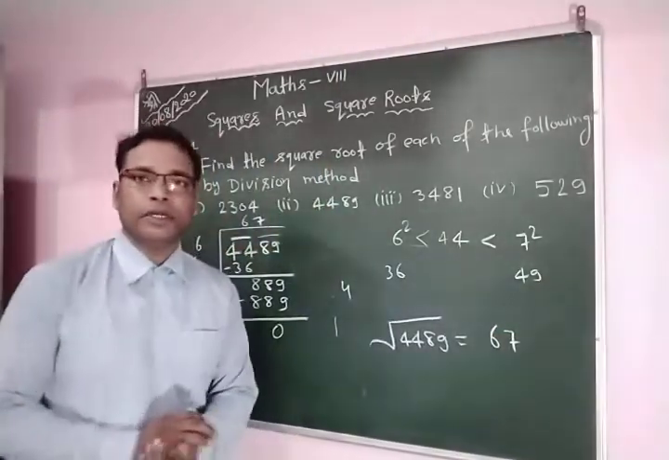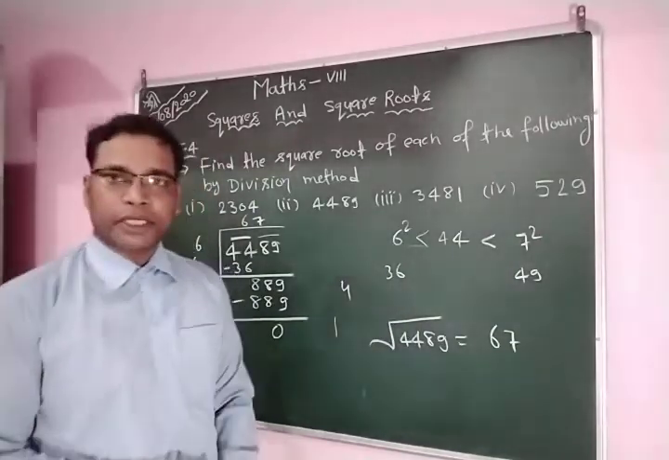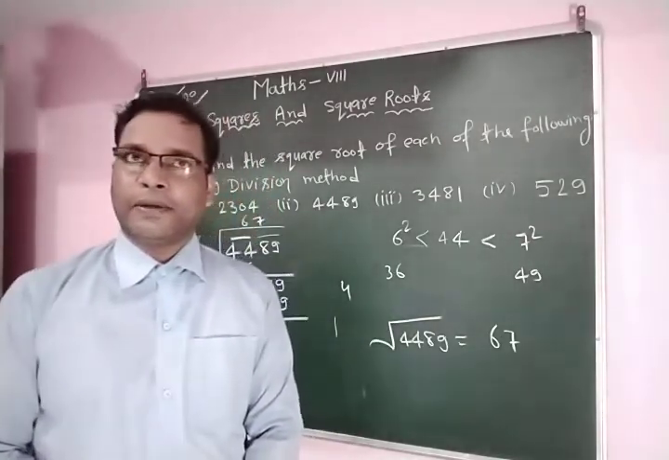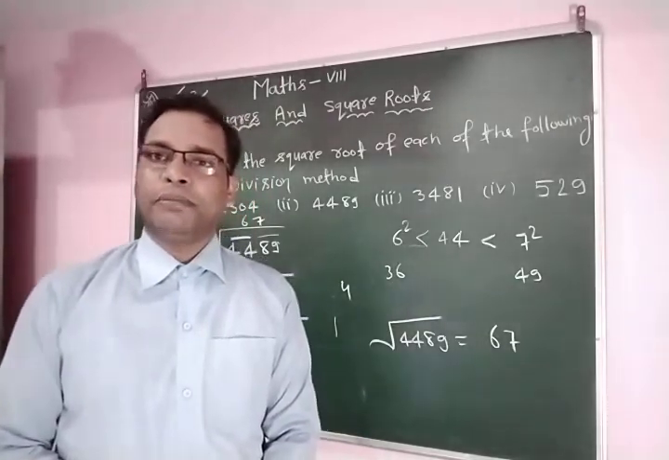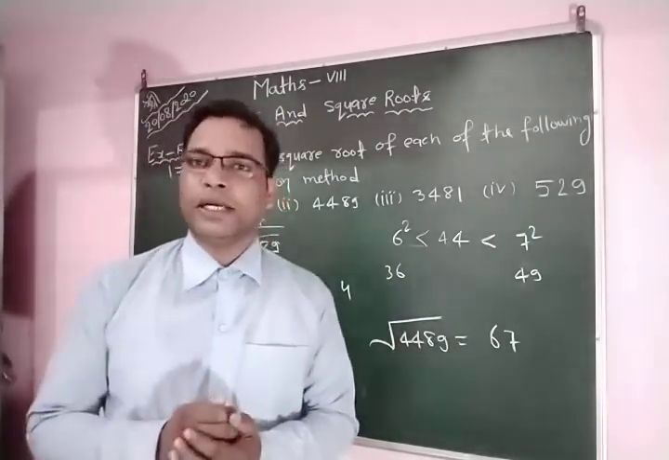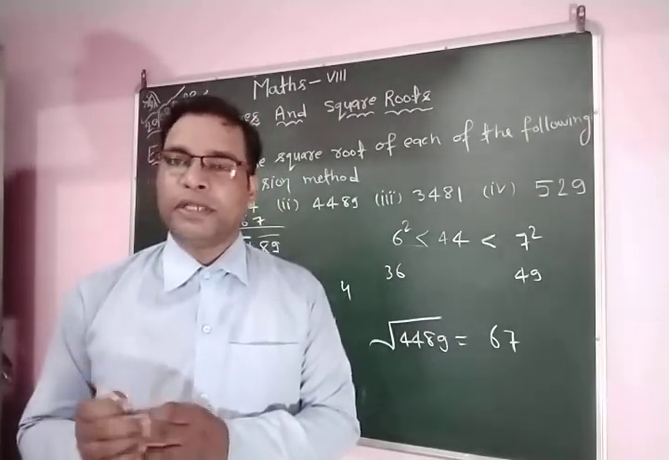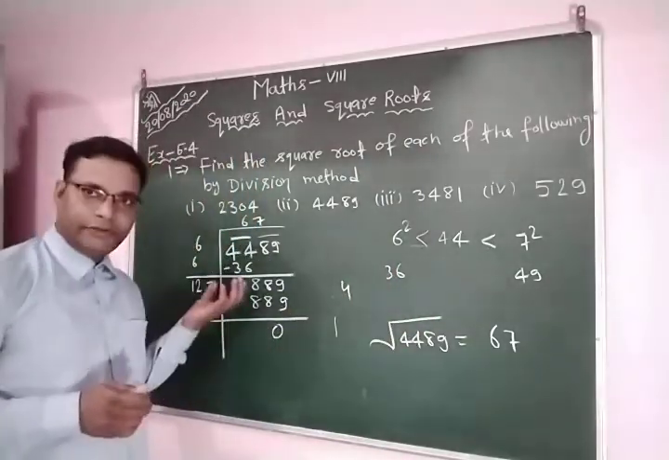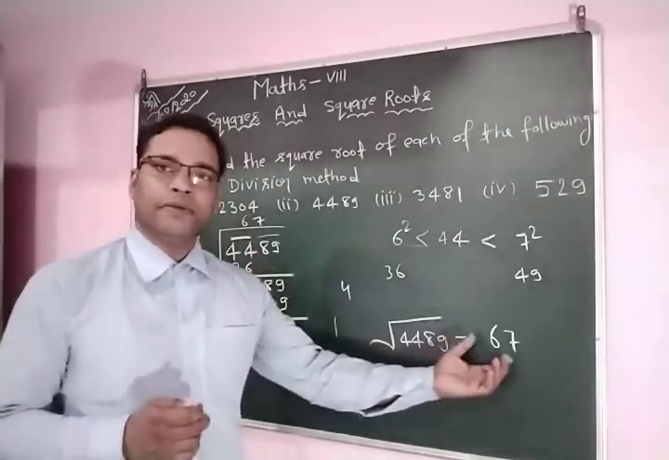Okay, students, we know how to find the square root by the repeated subtraction method and the prime factorization method. In these methods we use very small numbers. If the number is very long and the factorization of this number is so difficult, then we use the division method. In this method we can find the square root of any number in a very easy way.